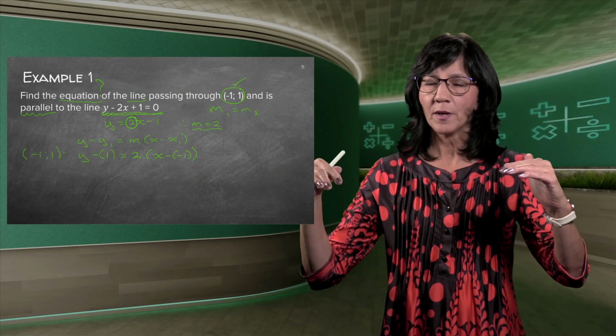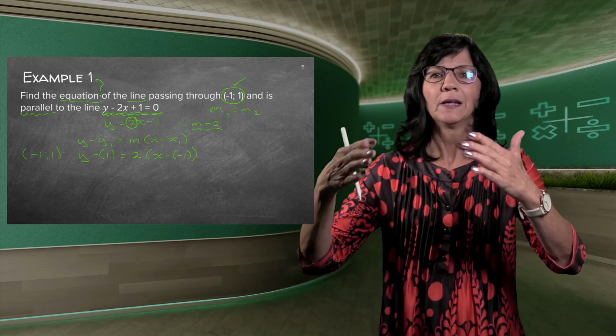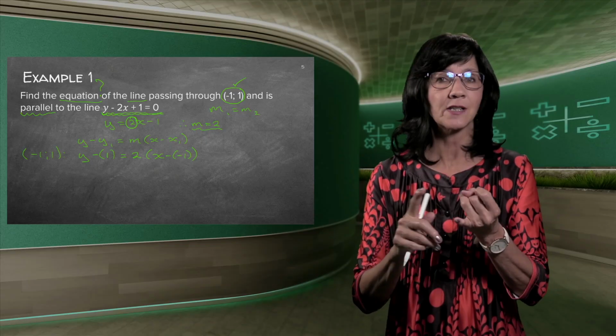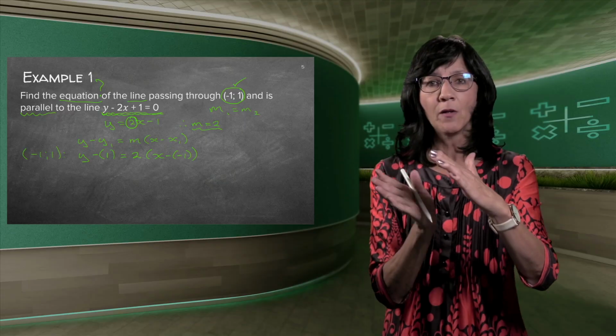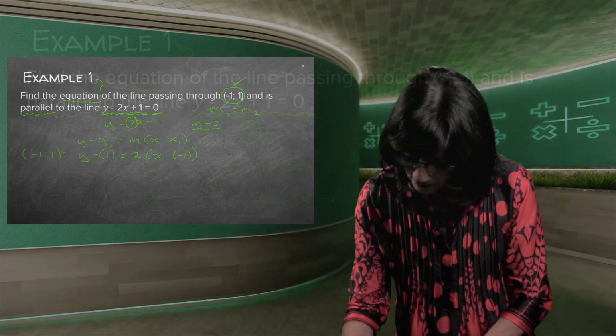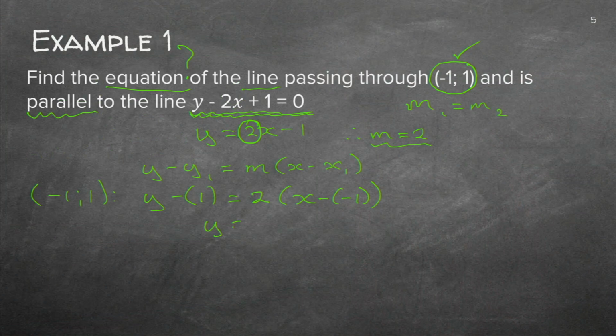So before I carry on, make sure you know what I've been doing. You wrote down the formula. After you've written down a formula, you substitute what you have. I have now the gradient because my two lines' gradients are the same because they are parallel, same direction, which is m. And I've got another point, so all I need to do now is to multiply this out.